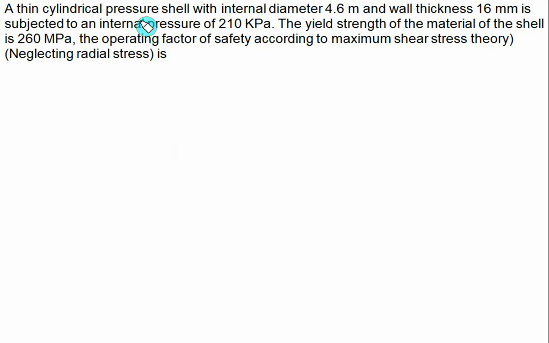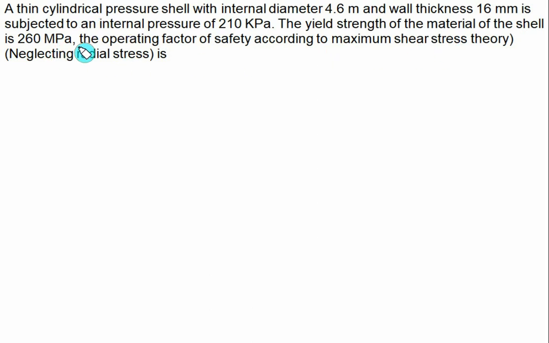A thin cylindrical pressure vessel with an internal diameter of 4.6 meter and a wall thickness of 16 mm is subjected to an internal pressure of 210 kilopascal. The yield strength of the material of the shell is 260 megapascal. Find the operating factor of safety according to the maximum shear stress theory, given SYT.